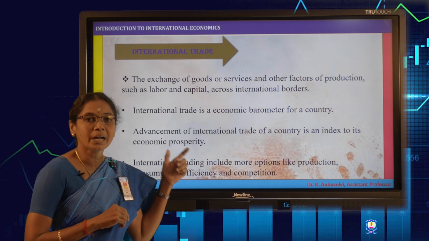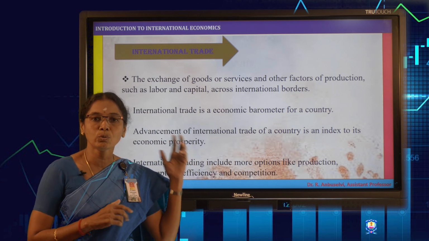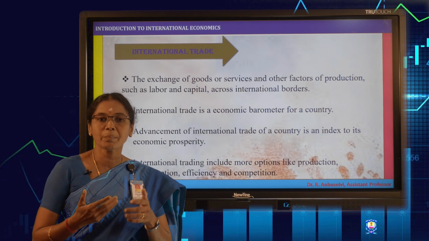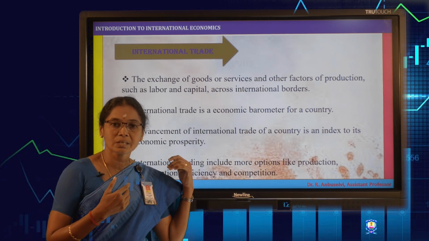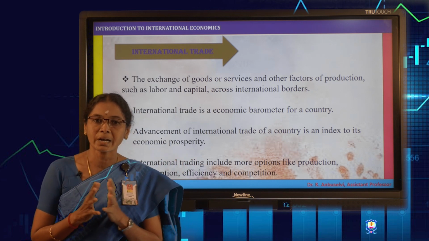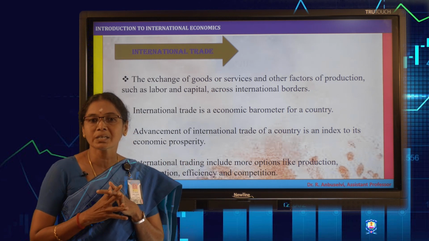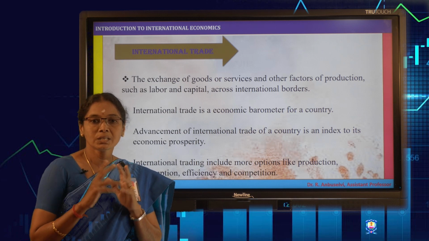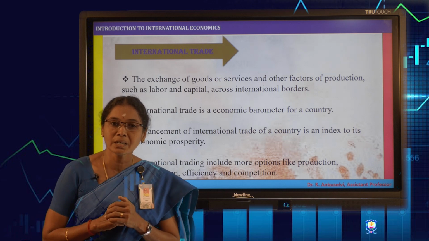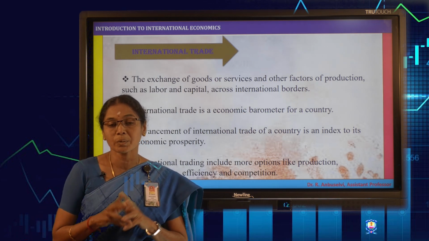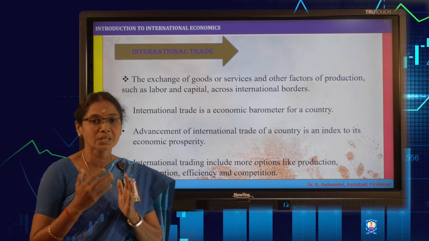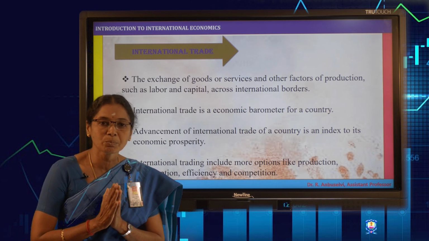The trade between countries that takes place in goods or services, or it may be factors of production. Whatever it may be, the exchange of goods as well as factors of production is considered international trade. So, it acts as a barometer for a country, and advancement in international trading is an index of the country's development as well as progress. It also includes efficiency in the production process, competition between countries, and cooperation between the countries.